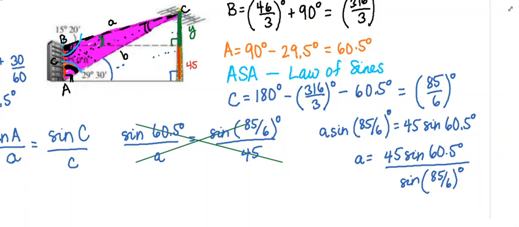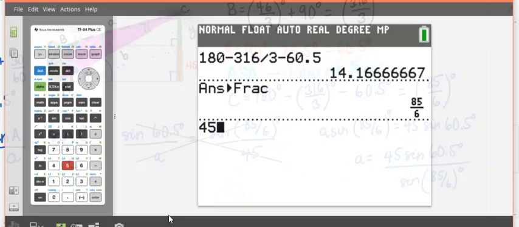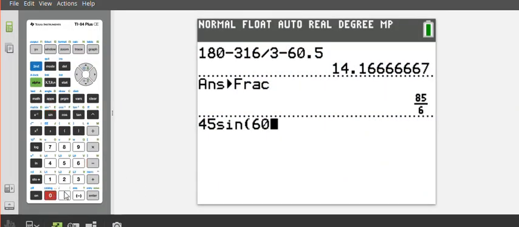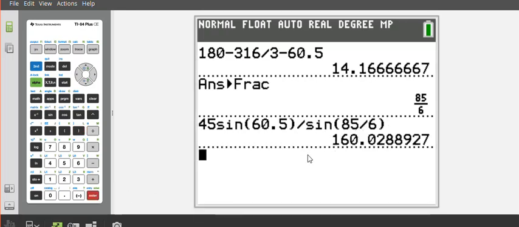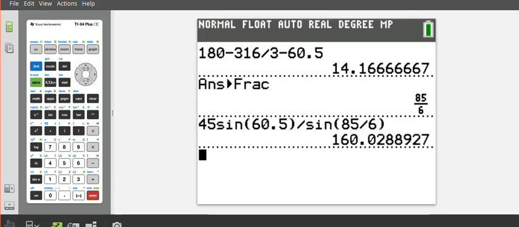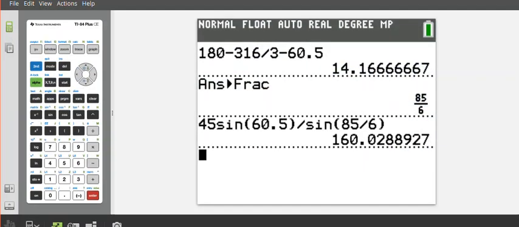Let's go pop this into the calculator. Make sure you're in degree mode. So this is going to be 45 times the sine of 60.5 divided by the sine of 85 over 6. Because your calculator is in degree mode, this is understood to be a degree measure. So here is the length of side A. I'm going to go write it down. I'm going to use all the digits here. So A is going to be 160.0288927.